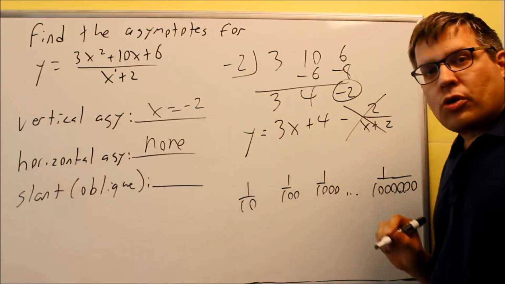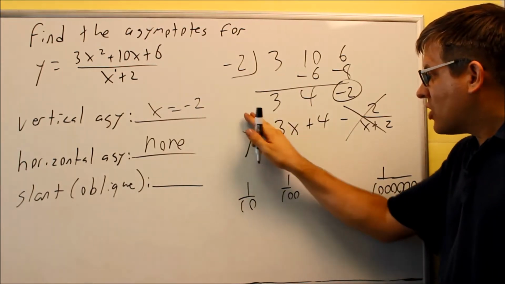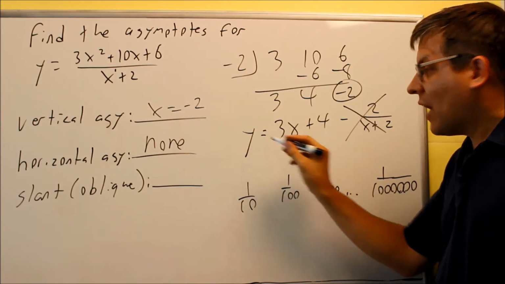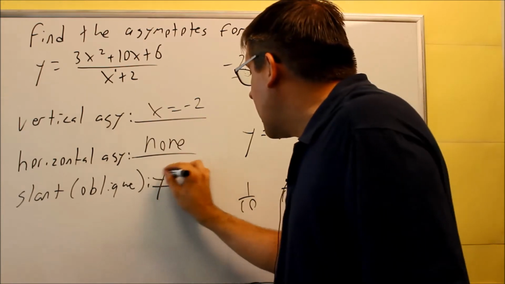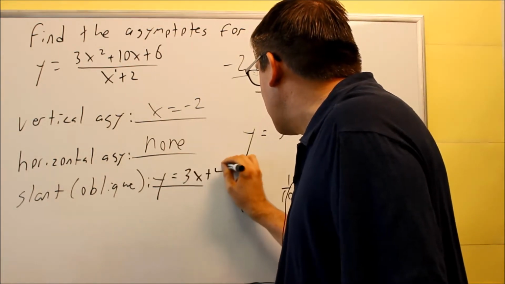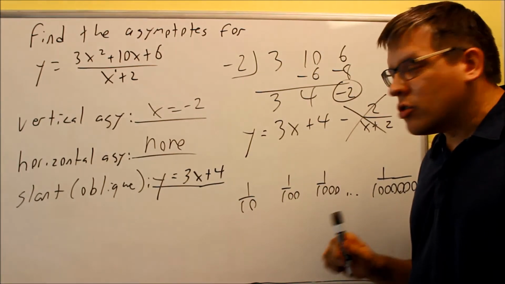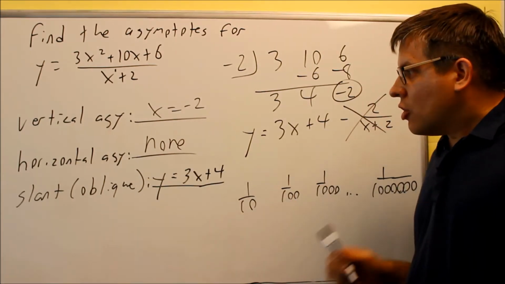You want to make sure you put the y equals in there, because again, if you just have 3x plus 4, that's not an equation. You need to make it an equation by having the equal sign there. So y equals 3x plus 4. That will be the equation for your slant, or it's also referred to as the oblique asymptote, but there wouldn't be a horizontal.